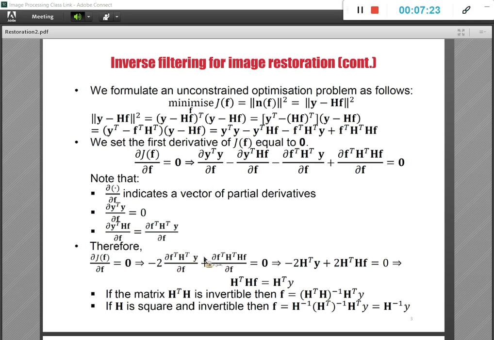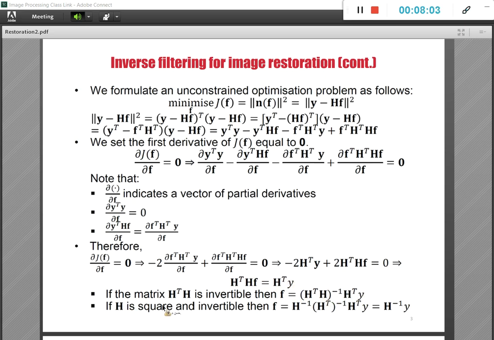Minus 2 H transpose Y plus 2 H transpose H F, set over F is 0, and removing the constants, we get H transpose H F is H transpose Y. If the matrix H transpose H is invertible, then F is H transpose H inverse H transpose Y. That's right.